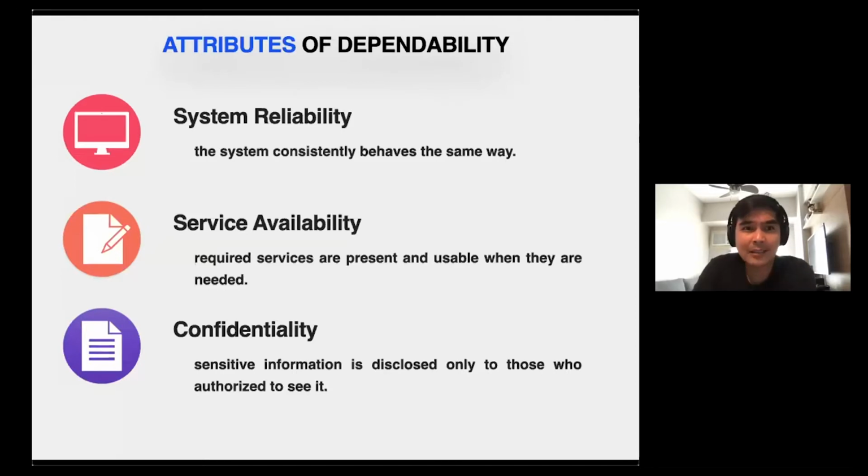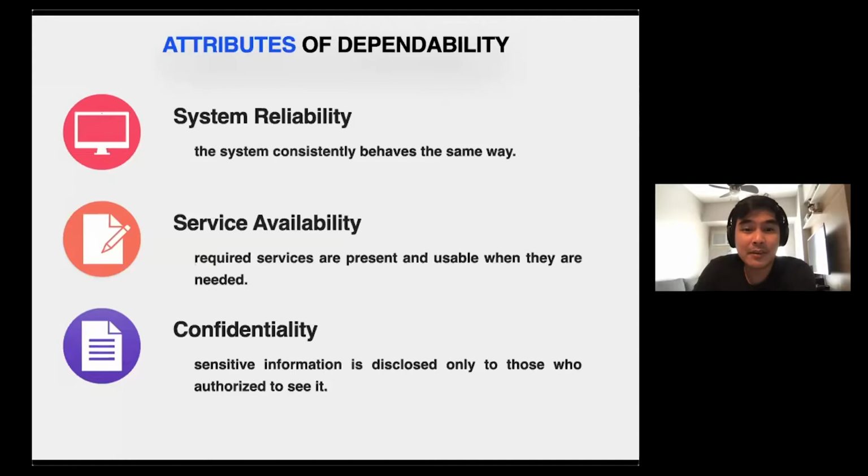Okay, so going back, attributes of dependability: how can we say that a system is dependable? It is composed of three important components. Number one, system reliability. Dapat reliable siya. Meaning the system consistently behaves the same way. So our system or any software should be free of bugs. Kaya nga meron tayong testing na tinatawag, and later we're going to discuss those different steps.